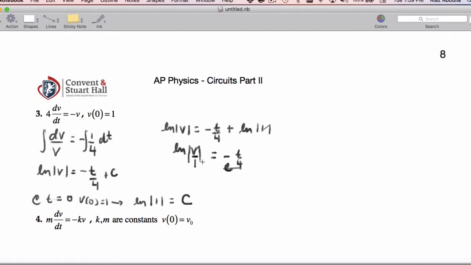We can take the exponential of both sides, and so what we'll end up getting is that v of t equals e to the negative t over 4.